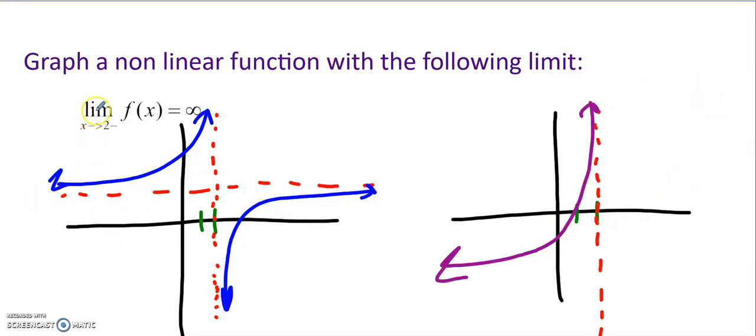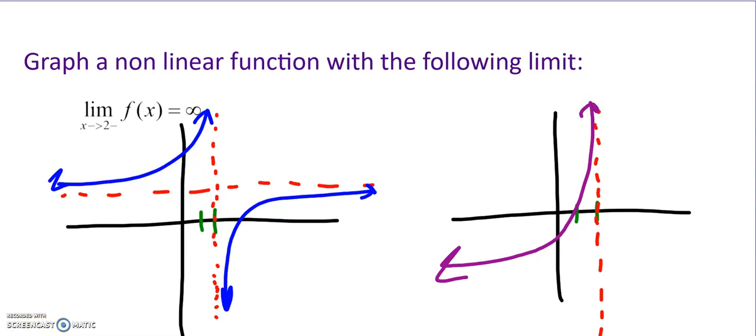And then here, the limit as x goes to 2 from the left of f of x equals infinity. So I can do that same rational function I did before, but now as I approach 2 from the left, the function is going up to infinity. And here I have a sort of log reflection graph where I have a vertical asymptote again at x equals 2. And as I approach 2 from the left, the y values are going towards infinity.